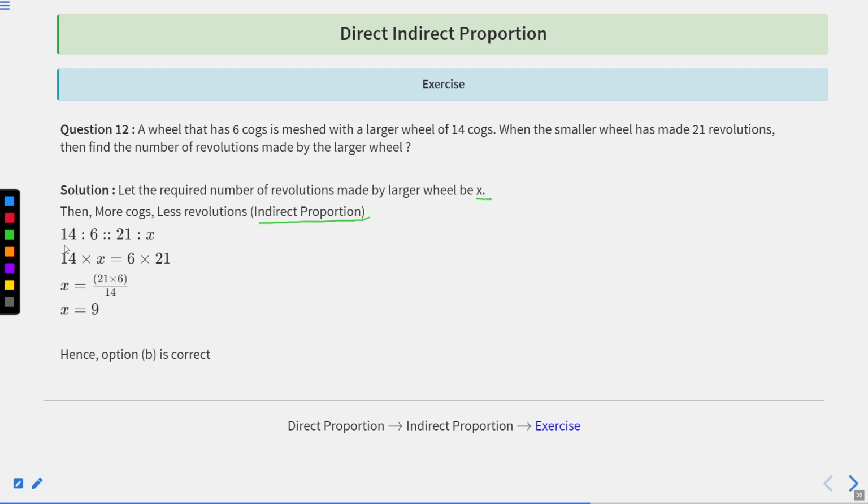So here we have 14 is to 6 as 21 is to x. So it will be 14 times x equal to 6 times 21, and it is x equal to 21 times 6 upon 14. So x will be 9. So the option correct here is option B.